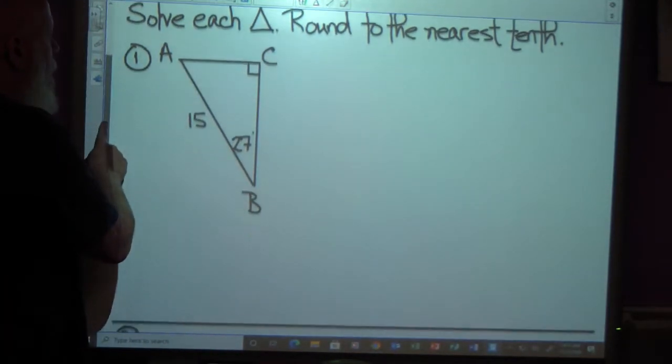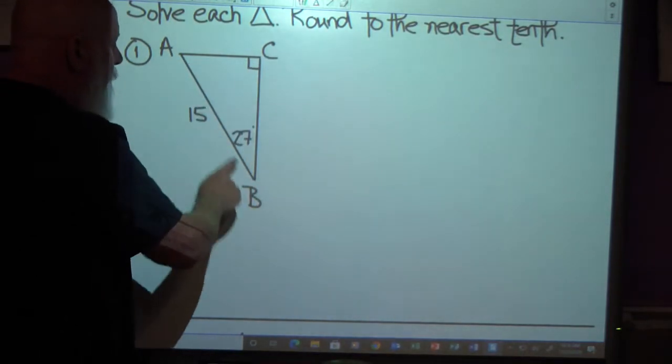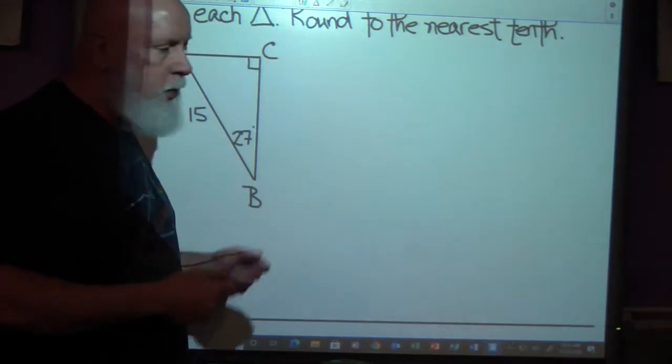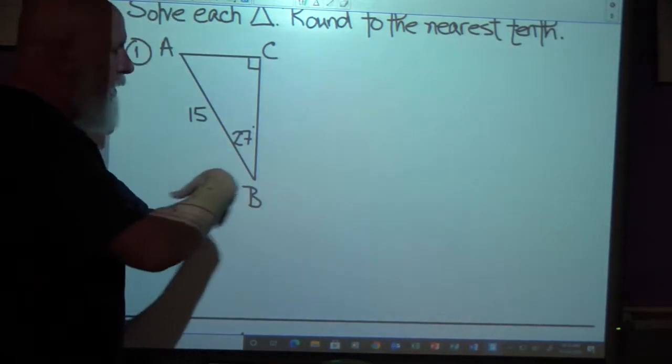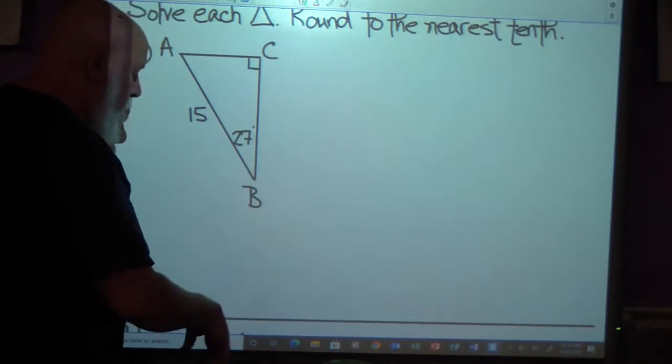So I look at this triangle, and I see what I've been given. We've been given triangle ABC. It's a right triangle, so I can just use regular trig functions. I don't have to use law of sines or law of cosines or anything like that. You can, but you don't have to.